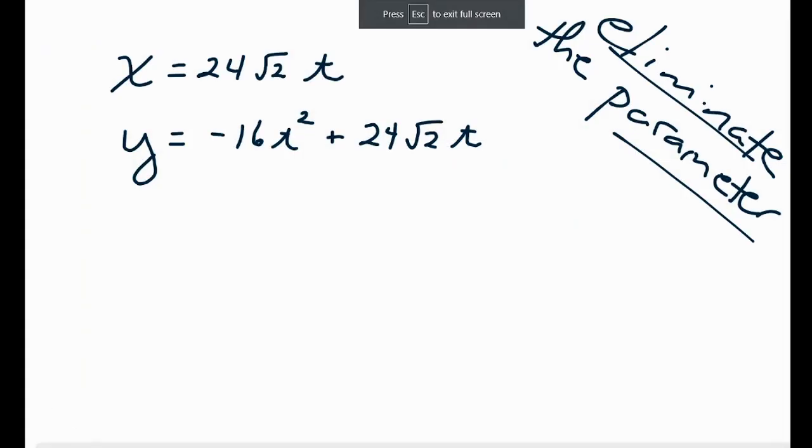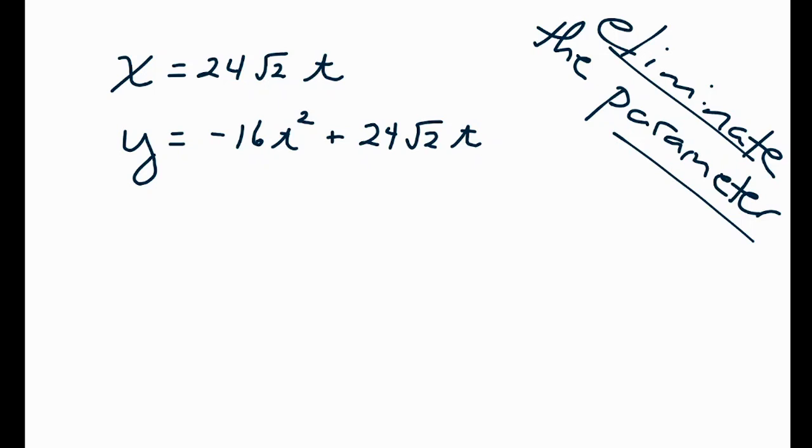Eliminating the parameter, it's really just a fancy way to say, let's get rid of this third variable t. And of course, if you get rid of the third variable t, you're back to two variables, x and y, which means your final answer can just be some type of either x equals equation or y equals equation.